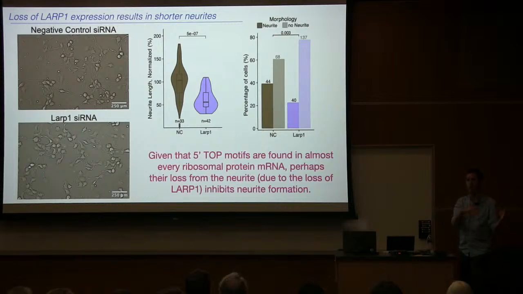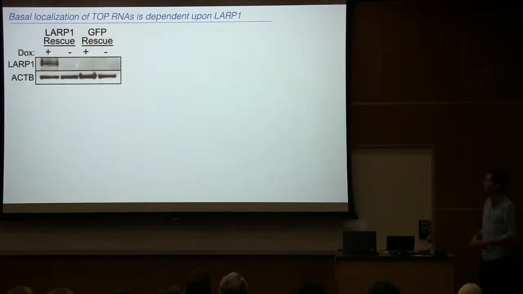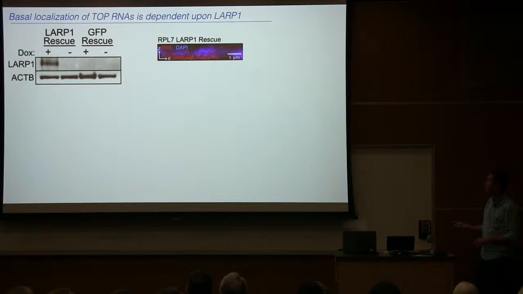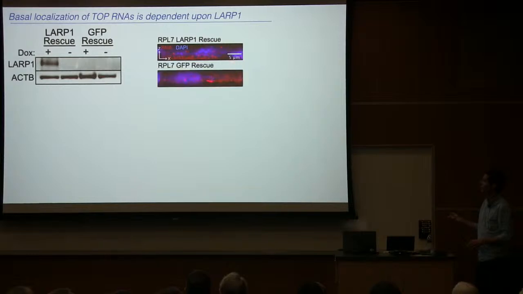What about the epithelial cells? Is LARP1 required for the localization of TOP motif RNAs to the basal pole? We can't do siRNA in our epithelial model, but we can do CRISPR. And so we just went ahead and knocked out LARP1. And then we either rescued it with a DOX-inducible rescuing copy of LARP1 or with GFP, so it's still a knockout. All right, so if we now look at our reporter where we rescued the knockout with LARP1, the reporter is still very basal. If we rescue the knockout with GFP, it's now not so basal anymore.